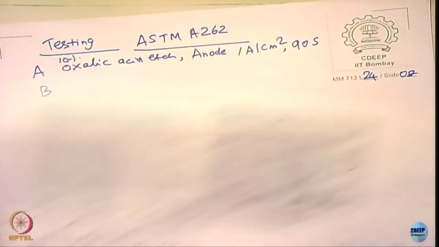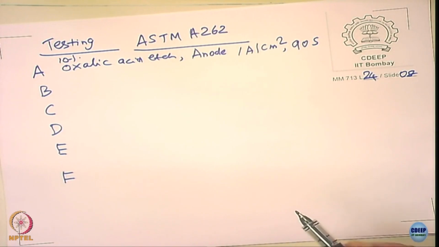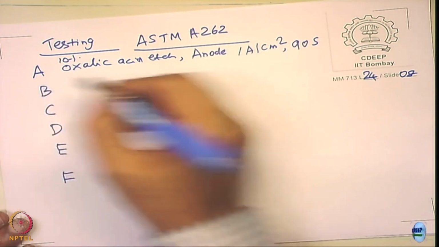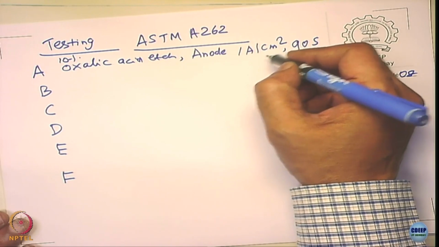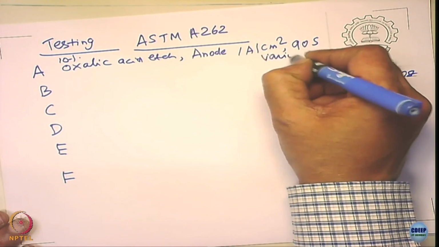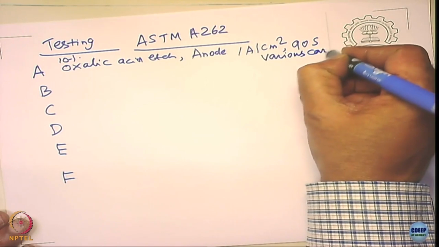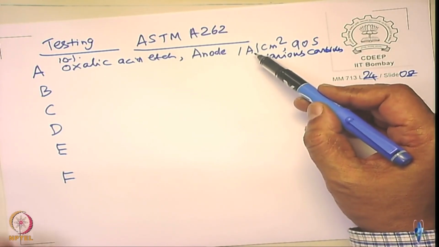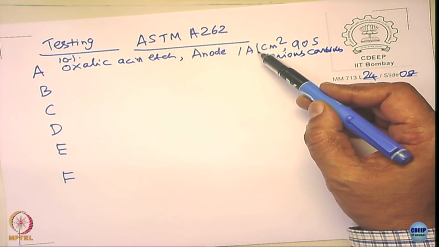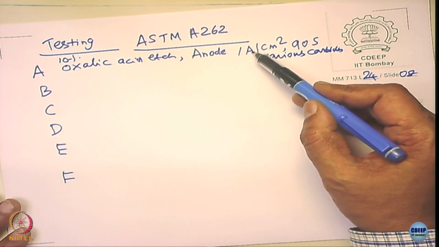Now this test, what you need to understand primarily, I am not going to tell everything. What you need to understand is what is the purpose of these tests, A, B, C. This one talks only about the various carbides. Please notice when you apply 1 ampere, it goes to a very high transpassive region, and so the carbides also dissolve at these particular potentials.